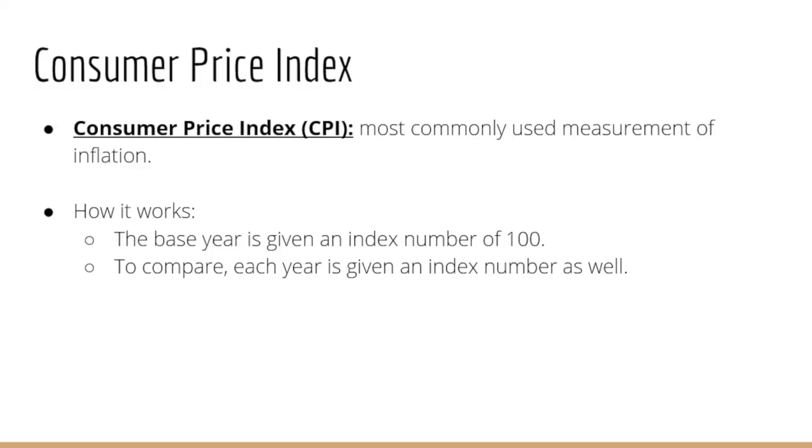So our consumer price index, or CPI for short, is the most commonly used measurement of inflation. And so how it works for us is that the base year, or the year that we're going to compare all other years to, is going to be given an index number of 100. And so it's important to note that the base year is completely random, right? We can choose the base year to be 1939. We can choose the base year to be 1994. We can choose the base year to be 2016, right? Whatever year we choose to be the base year, to be the basis, is always going to be given that index number of 100.